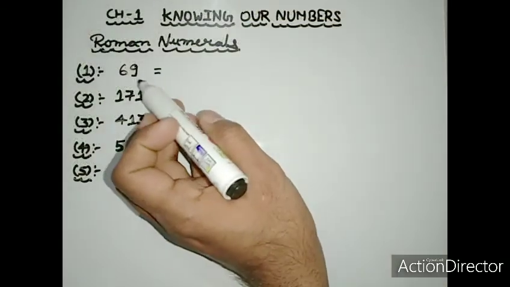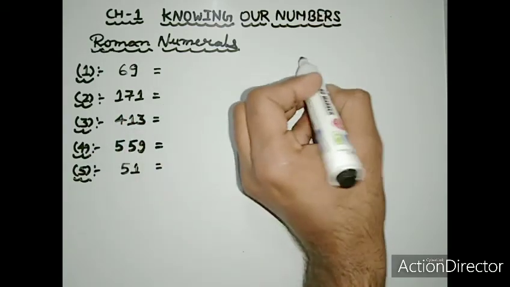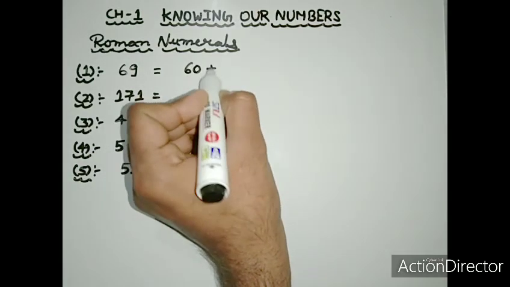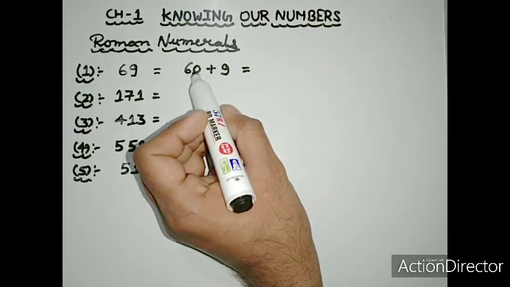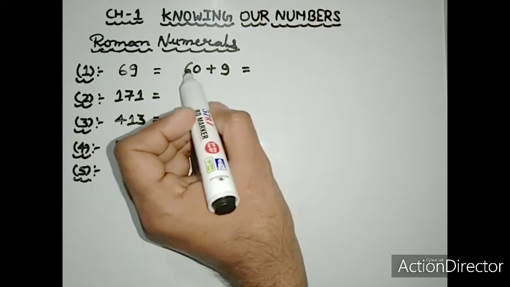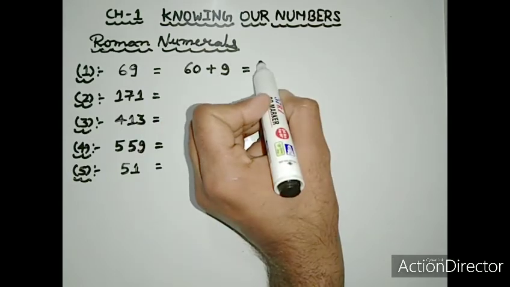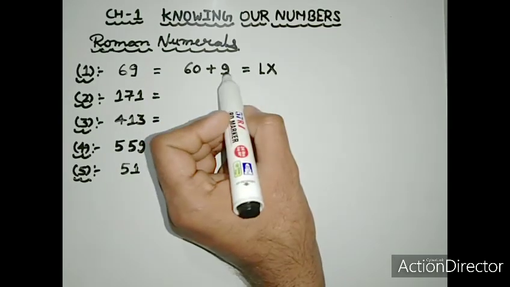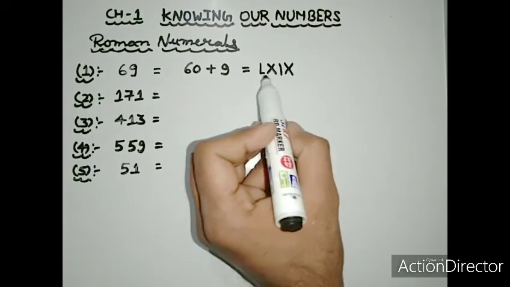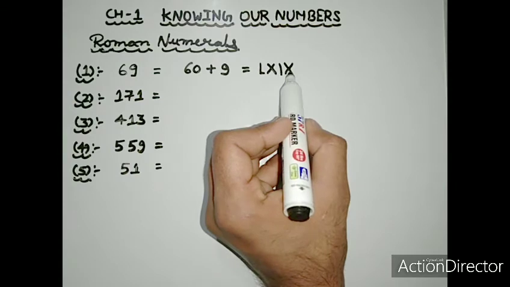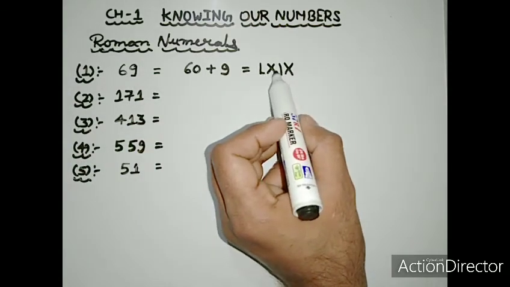Now here we will write the Roman numeral of this number, like 69. So here 60 plus 9. Here we represent 60 by using two parts, 50 plus 10. So here we write L plus X, and 9 is IX. So here we represent LXIX. So 69 is represented in Roman numerals as LXIX.